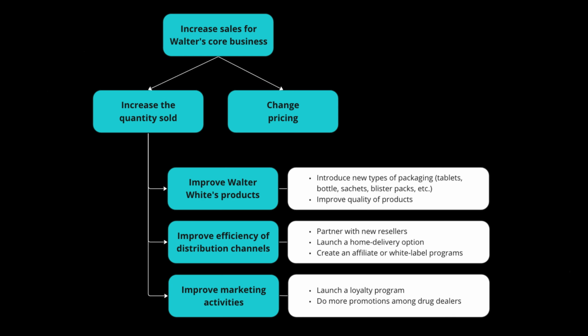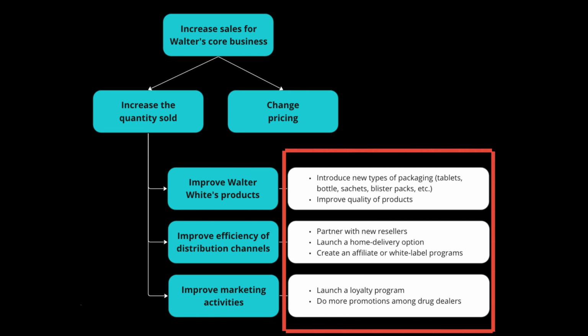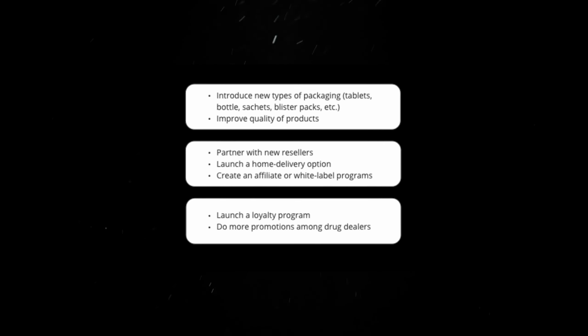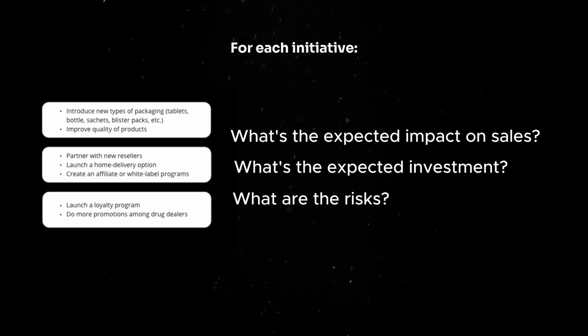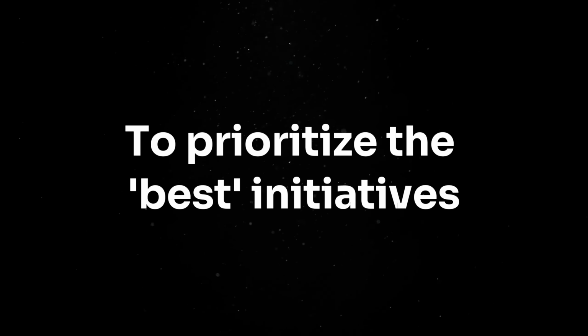For example, Walter White has 3 levers to increase the quantity of drugs he can sell: improve his product, improve the efficiency of his distribution channels, and improve his marketing strategy. And here you can see some potential initiatives Walter White can do for each lever. The next step will be to conduct a cost-benefit analysis of each initiative to determine which ones should be implemented.